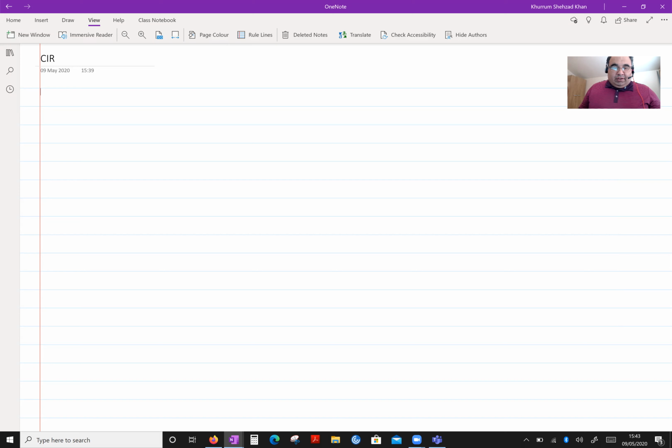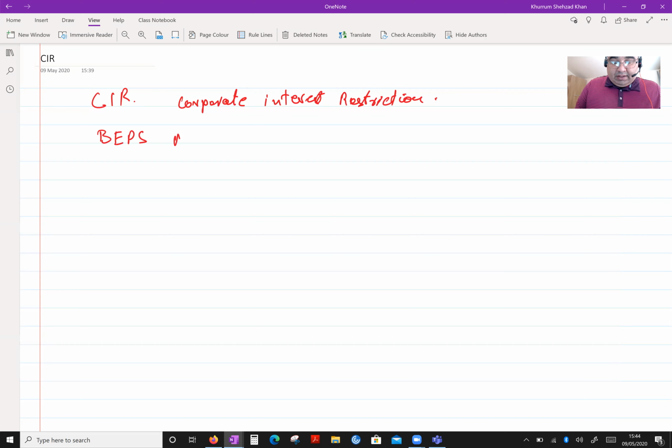So first of all, what is CIR? CIR means corporate interest restriction. CIR is a new regime which is in place after BEPS Action Plan 4 talks about CIR. So why is there a need for this kind of rules?